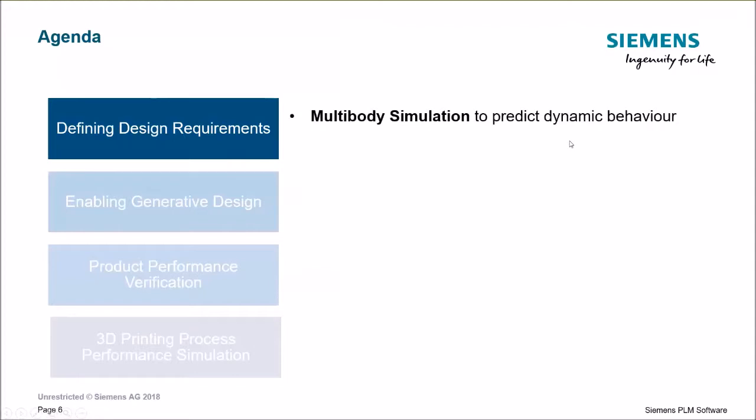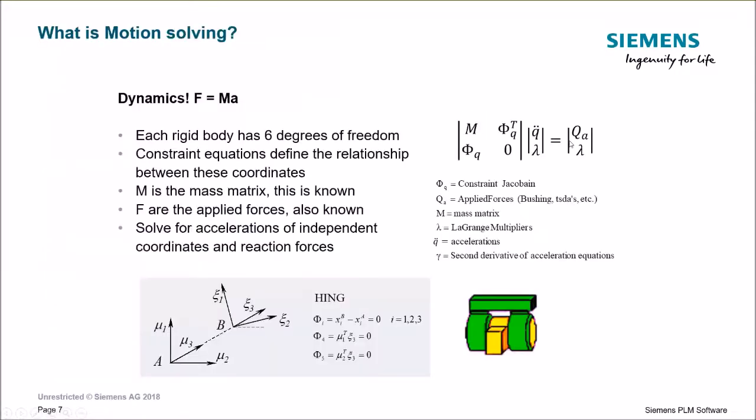So first, one important or very useful tool for defining or predicting the dynamic behavior of a car is multi-body simulation. It's the first topic I'm going to talk about now. Multi-body simulation is about solving Newton's laws of motion, basically. It's the simplified way you can look at this.